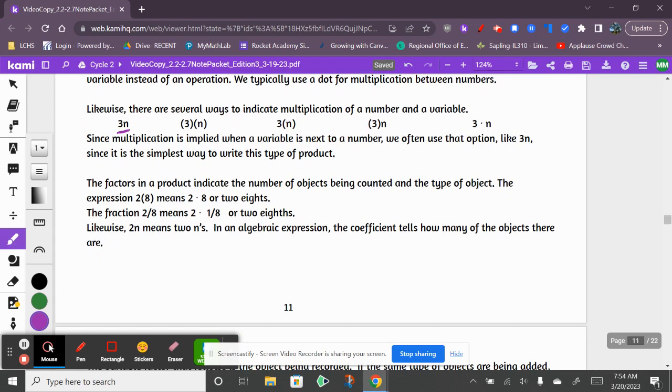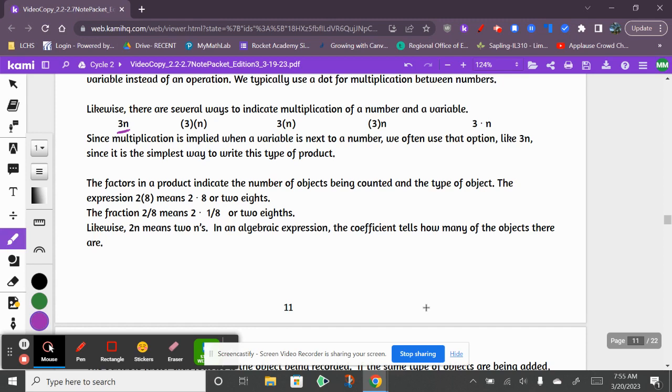The factors in a product indicate the number of objects being counted and the type of the object. So if we express 2(8) or 2 times 8, it means 2 times 8 or 2 eighths. If we look at 2 over 8, it can mean 2 times 1/8 or 2 eighths. Likewise, if we have 2n, that means 2 n's.